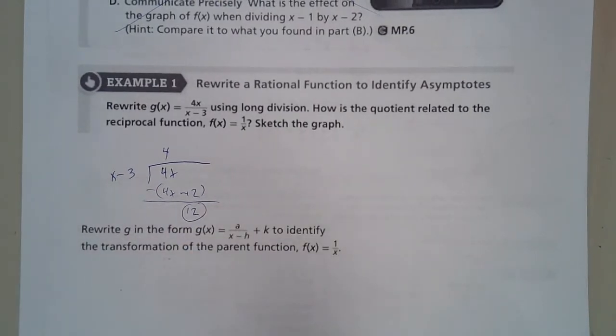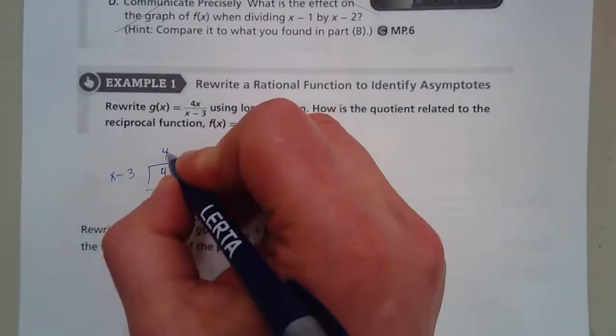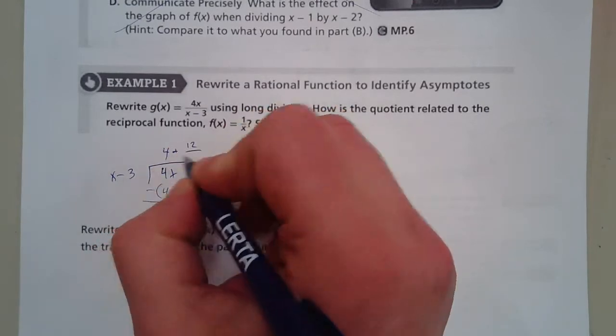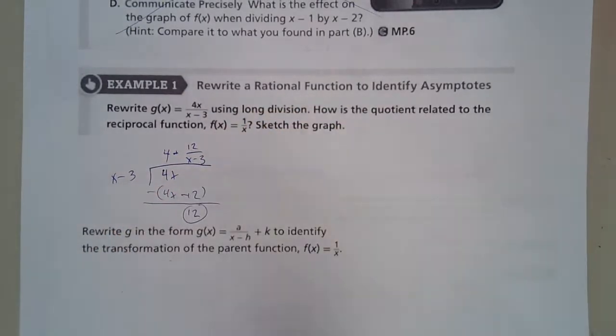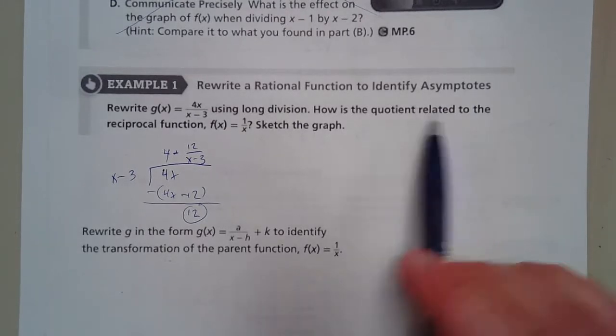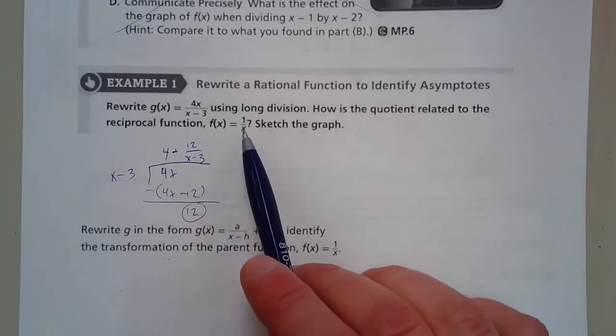So this is like a one-step long division, which is actually nice. It's pretty easy to do. And remember how you write the remainder as plus 12 over the divisor. And so that would be our long division answer. Now, what's actually pretty cool about this is it says, how's the quotient related to the reciprocal function? How is this related to this?